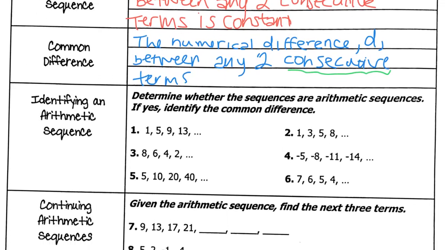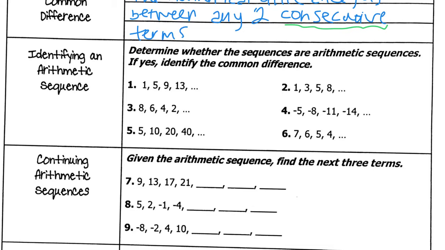So we are going to go through and practice a little bit identifying an arithmetic sequence. We are trying to look for a pattern, and that pattern is using addition or subtraction. It says, determine whether the sequences are arithmetic. If yes, identify the common difference. So here, how do we get from 1 to 5? Well, we add 4. From 5 to 9, we add 4. And from 9 to 13, we add 4. So this one is an arithmetic sequence, and D is equal to a positive 4.